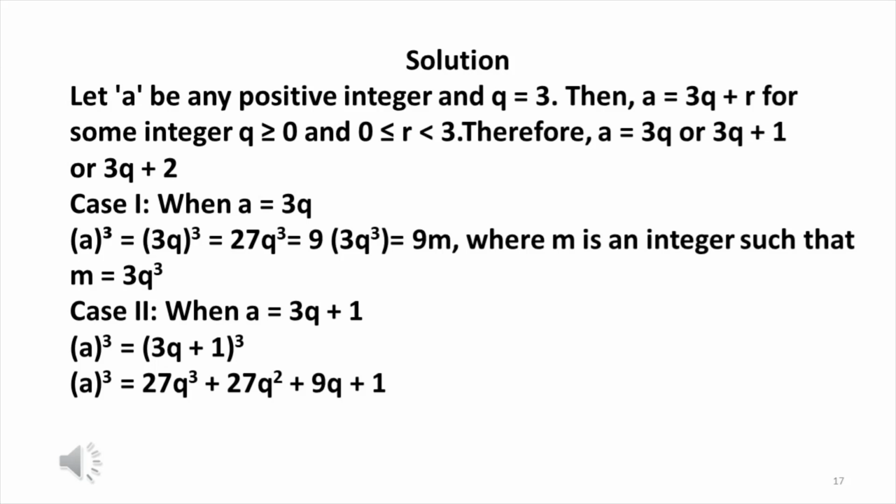Case 1: when a equals 3q, a cubed equals (3q) cubed equals 27q cubed equals 9(3q cubed) equals 9m, where m is an integer such that m equals 3q cubed. Case 2: when a equals 3q plus 1, a cubed equals (3q plus 1) cubed, a cubed equals 27q cubed plus 27q squared plus 9q plus 1.